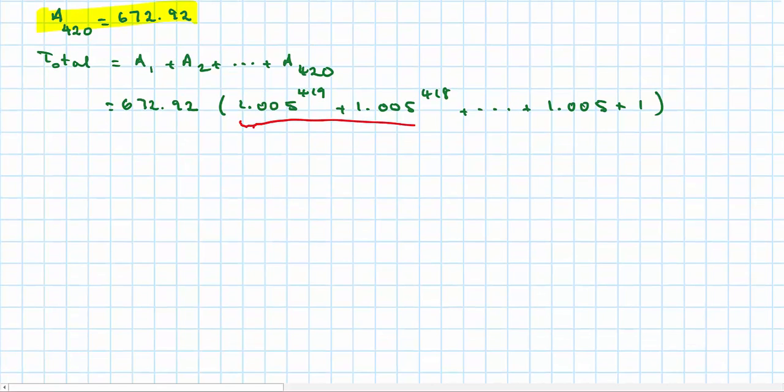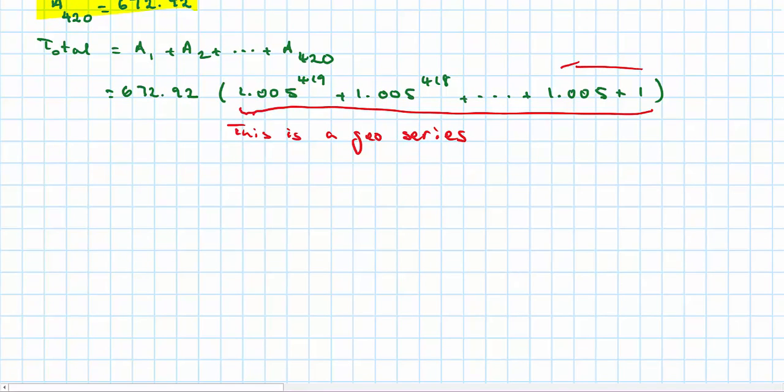We have established a pattern, and we know this is a geometric series. I am going to look at my series going this way. So my first term is going to be 1. My ratio is going to be 1.005. And my number of terms, that is 420, but remember, we start with to the power of 0. So that's 420 terms.